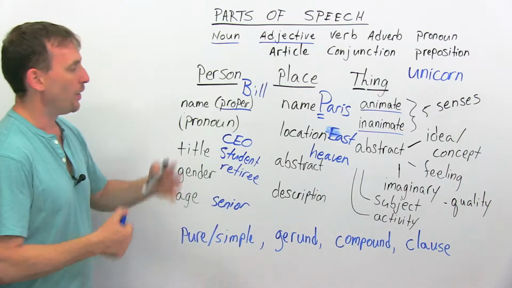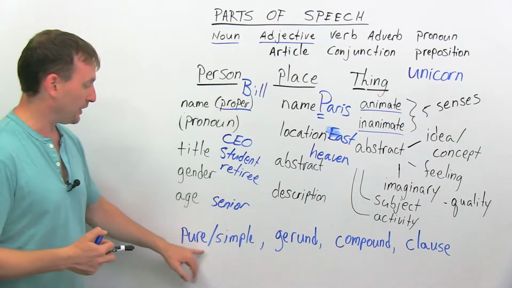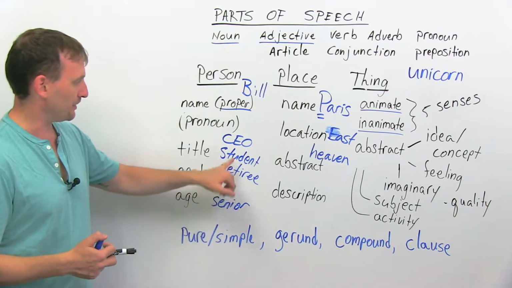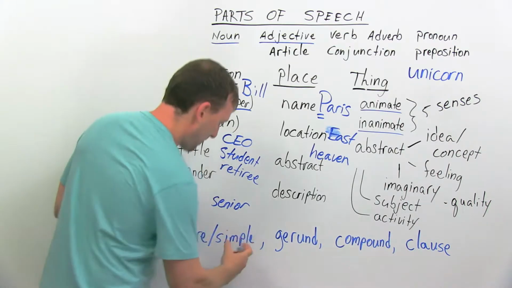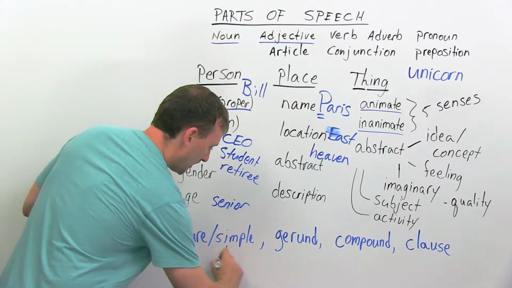Now, when we want to use nouns, there are different ways to use them. There are pure and simple nouns. For example, I'll just say ball. Let me use a black pen here. A ball.